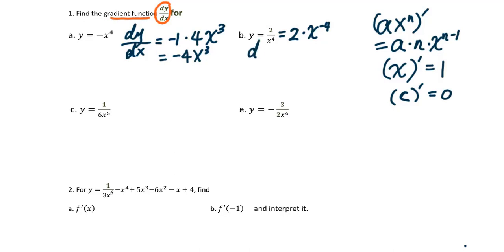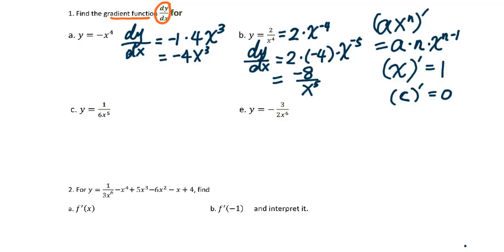Therefore, for dy by dx, the coefficient is 2 times negative 4. Drop down, then minus 1, that's x to the negative 5th power. So we organize, negative 8. X to the negative 5th power, I need to change into positive exponents, that's x to the 5th power.